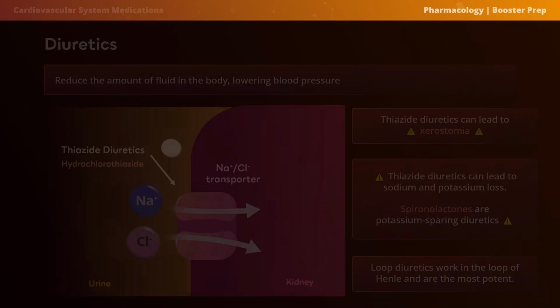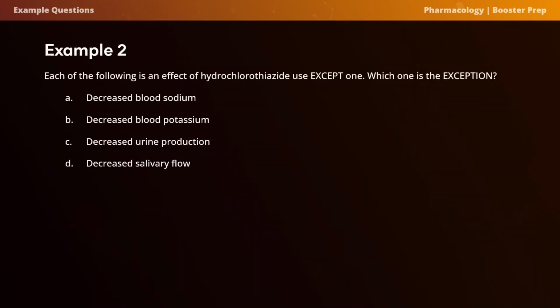Okay, with that, let's try our second practice problem. This question reads, each of the following is an effect of hydrochlorothiazide use except one. Which one is the exception? Now, I'll give you a minute to pause and think about your answer. So right off the bat, remember that hydrochlorothiazide works to decrease burden on the heart by decreasing the amount of fluid in the body, and it does this by increasing urine production, which makes option C, decrease urine production, the exception, so C is the correct answer.